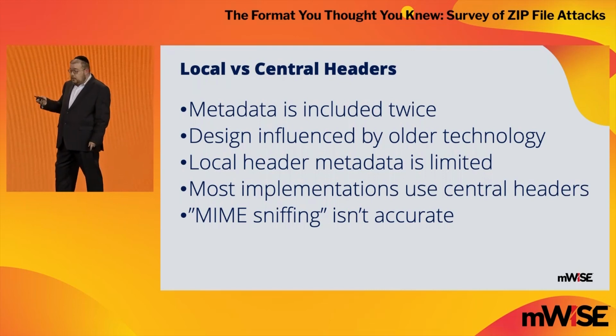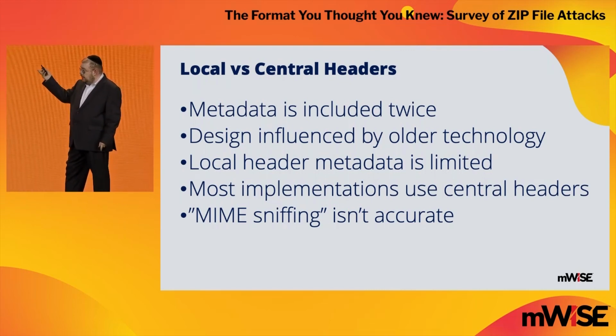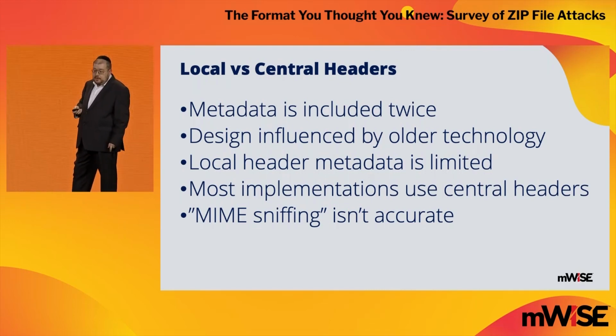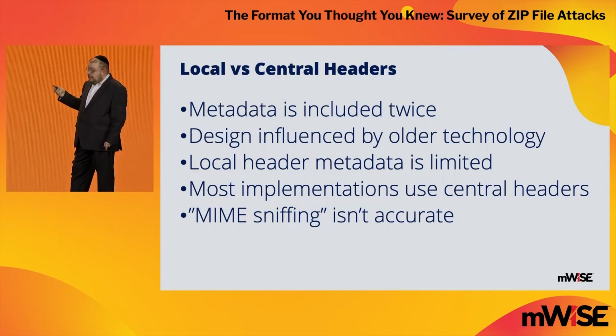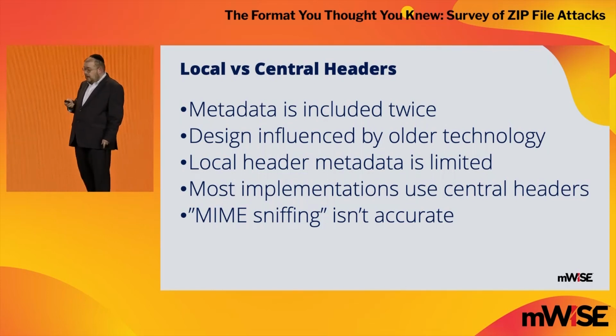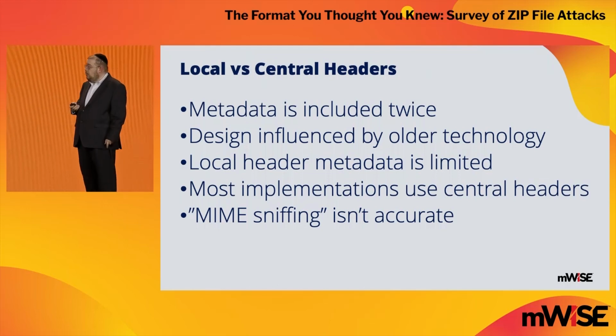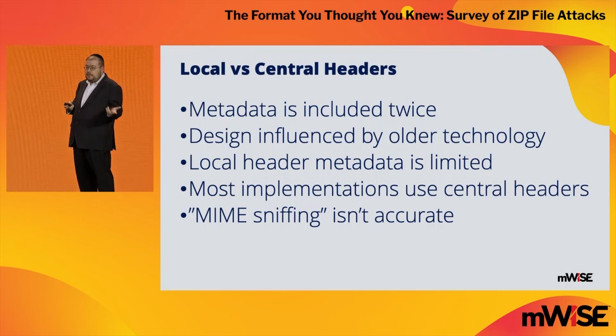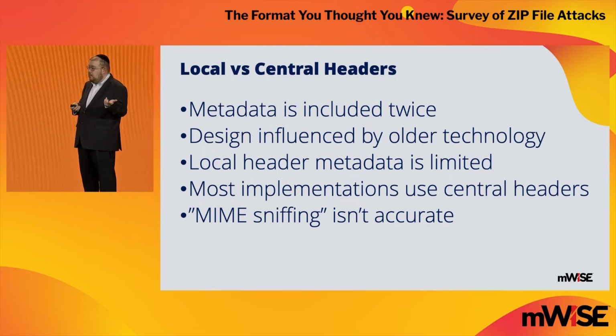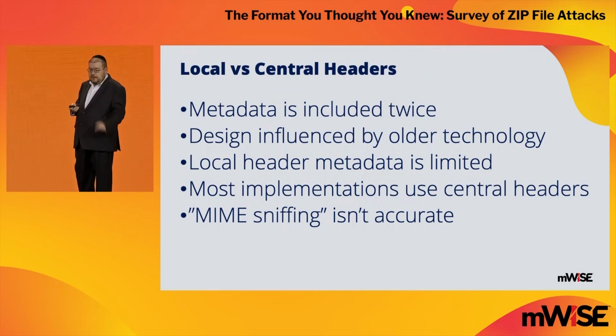Now, most implementations do use the central directory, but there's another aspect that was also very interesting, MIME sniffing. And MIME sniffing is an approach that a lot of applications use. They essentially look at the magic value at the beginning of the file, say, this is a GIF file, this is a PNG file. However, in zip, you can't do that, because if you sniff the beginning of the file, you end up just looking at the local header. It doesn't tell you whether that's really a zip file or not.